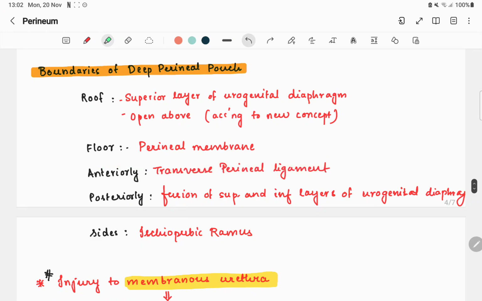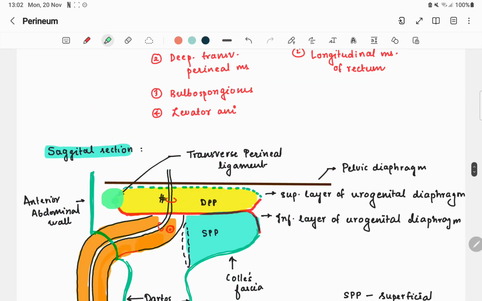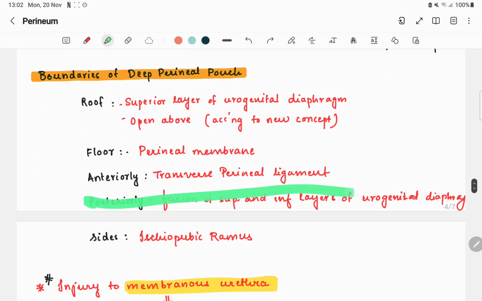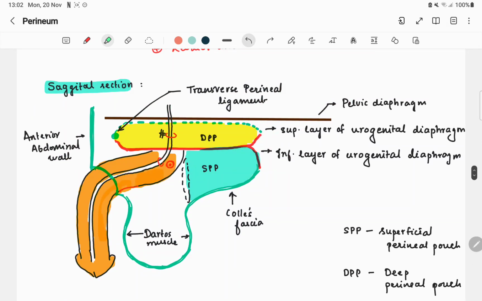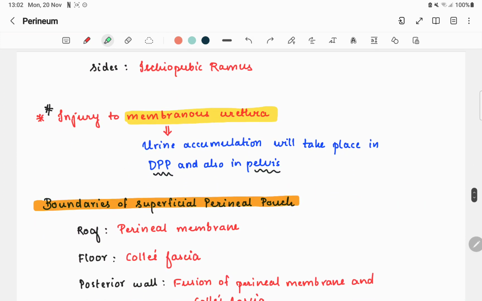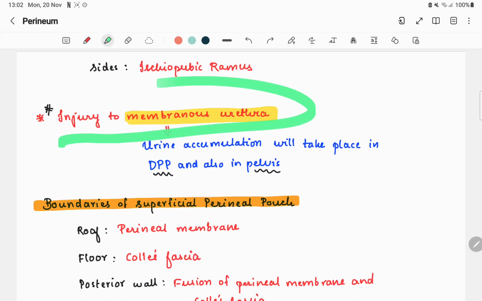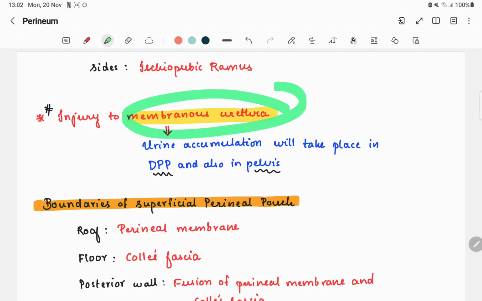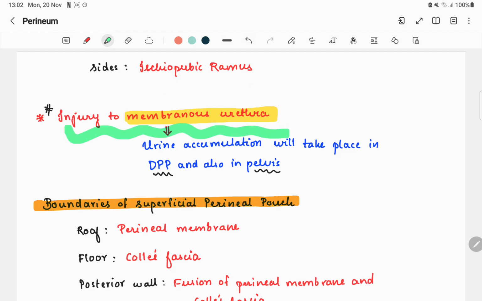So anteriorly, you have the transverse perineal ligament. You can see the transverse perineal ligament here. And posteriorly, the fusion of superior and inferior layer of UGD. These two layers are fusing. So you can easily write the boundaries of DPP. And if there is an injury to the membranous urethra, we'll talk about the urethra in a while, just remember, urine accumulation takes place in the DPP, the deep perineal pouch, and also in the pelvis.